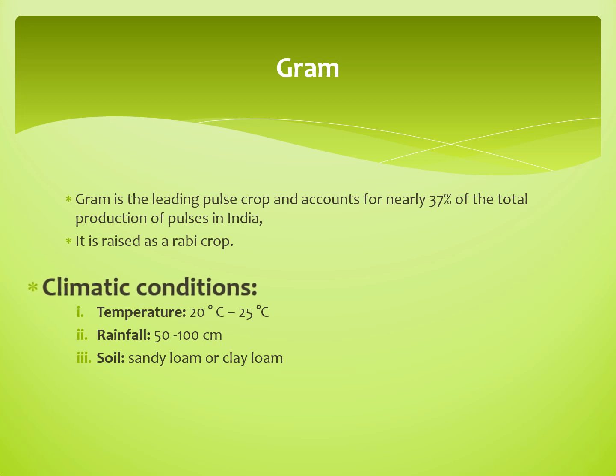Temperature. Gram can be grown in a wide range of climatic conditions, but preferably a mild, cool and comparatively dry climate with 20 to 25 degrees Celsius. It is generally grown as a dry crop in the Rabi season. Rainfall. It needs low to moderate rainfall of 50 to 100 cm. Soil. Sandy loam or clay loam soils are ideal for growing gram.